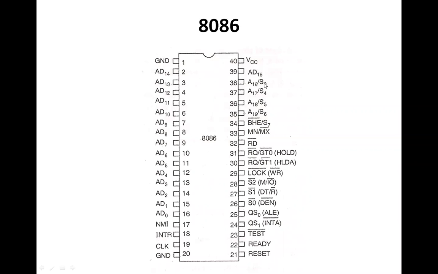So the combination of S3 and S4 gives the information about which segment of the memory will be used. Suppose S3 and S4 are 0, 0, then it has to work with the extra segment. If S3 is 1 and S4 is 0, it will work as a stack segment. If S3 is 0 and S4 is 1, it will be interacting with the code segment. And if both S3 and S4 are 1, 1, it is working with the data segment.